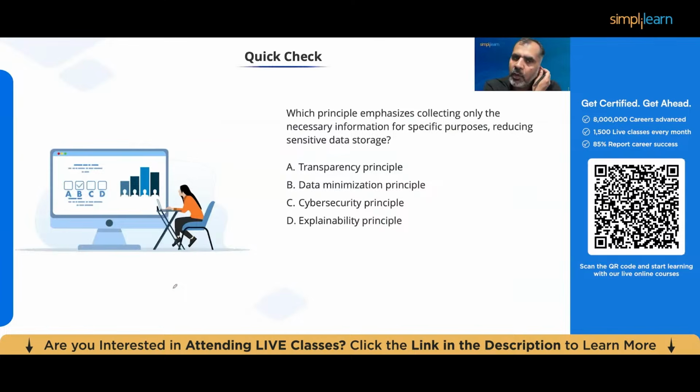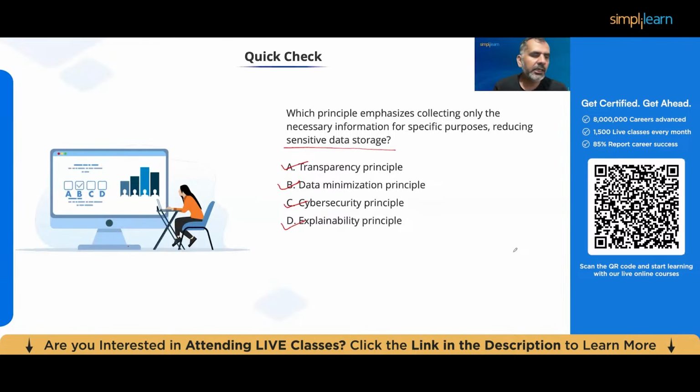Let's have a quick recap on whatever we have discussed, guys. It is more theoretical. So, which principle emphasizes collecting only the necessary information for a specific purpose, reducing sensitive data and storage? One is the transparency principle, two is the data minimization principle, three is the cybersecurity principle, or four is the explainability principle. What do you think? What is the right option?